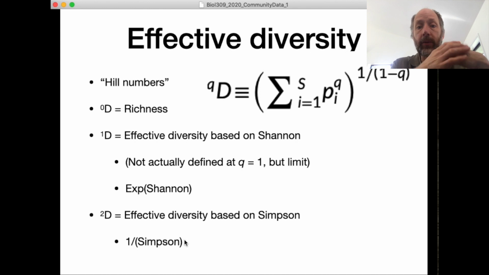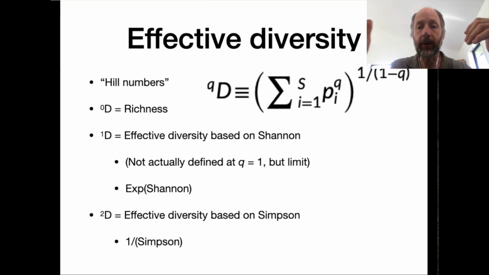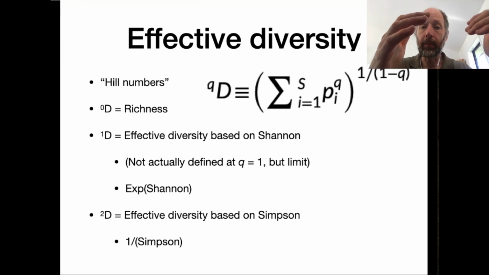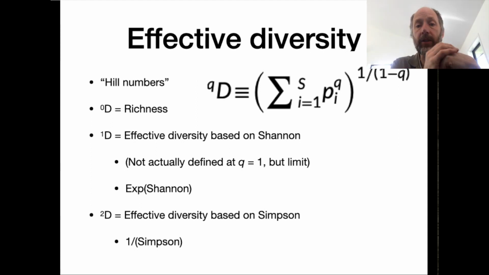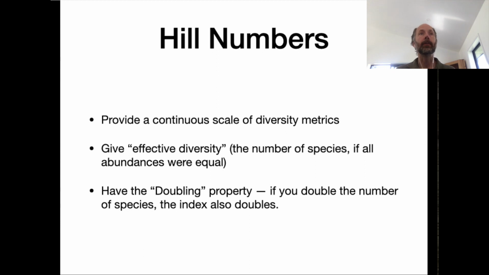So this has led to an idea that all of these diversity metrics can be seen as a continuum of Hill numbers, with 0 being richness, 1 being Shannon diversity, and 2 being Simpson diversity. But you could go on up to infinity, looking at different metrics of diversity, and it's becoming commonplace to look at a profile of diversity across these different metrics. So this just sums that up. Hill numbers provide a continuous scale of diversity metrics.